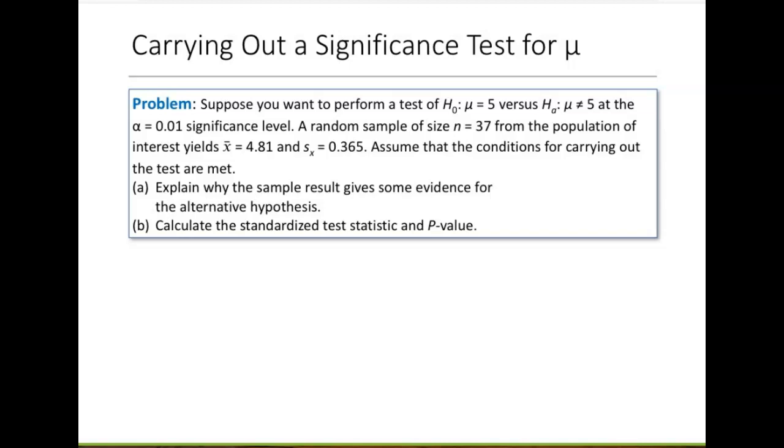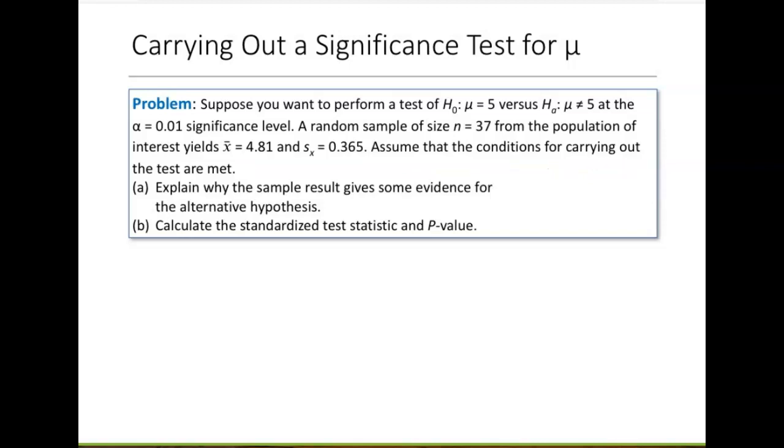Let's do another example. Suppose you want to perform a test of H naught: mu equals 5 versus H alternative: mu is not equal to 5 at the alpha equals 0.01 significance level. A random sample of size n equals 37 from the population of interest yields x bar equals 4.81 and sx equals 0.365. All right, so here they tell us, assume the conditions are met. We don't have to check conditions there. Explain why the result gives some evidence for the alternative hypothesis.